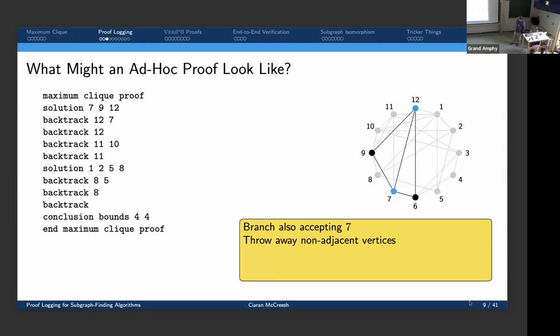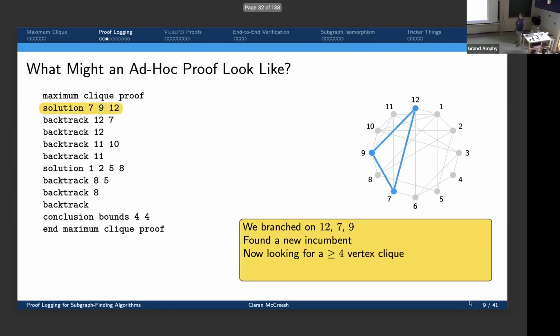Suppose now we branch again, and we also accept vertex 7. We're going to filter out from the P set, and we're going to throw away some more things. We're not writing anything in the proof log yet, we're just doing some branching. We are left with 6 and 9 that we can pick to potentially extend our clique. Suppose we accept 9. Well, at this point, our P set is empty. We can't grow the clique any further. So in fact, we have found a solution. We don't know that it's optimal, but we know we have found a valid solution.